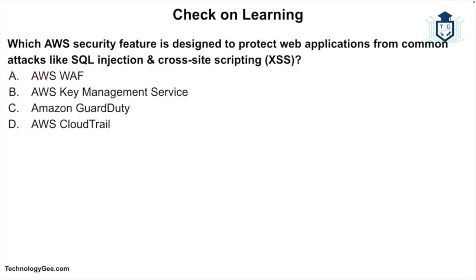Next question. Which AWS security feature is designed to protect web applications from common attacks like SQL injection and cross-site scripting? Is it AWS WAF, AWS Key Management Service, Amazon GuardDuty, or AWS CloudTrail?